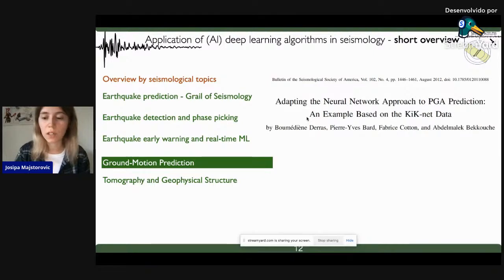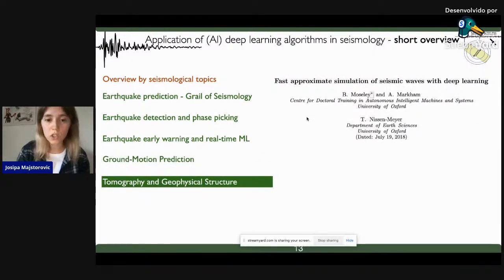And lastly, we have tomography and geophysical structure research studies, which are quite important because the goal of these studies is to give us an image of the geophysical structure below the surface. In a classical manner, these problems are kind of ill-posed because the data are noisy, and you use inverse algorithms, which are quite difficult. So I found this work interesting, where De Mosley and collaborators in 2018 used a deep learning model to simulate seismic waves quite fast, and then used these simulations to do some inversions.